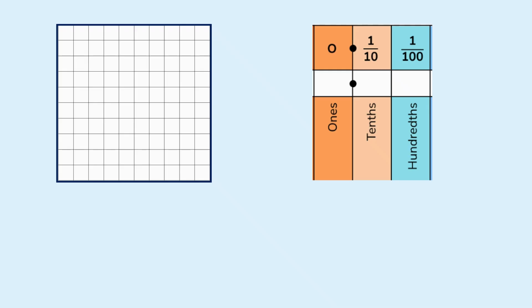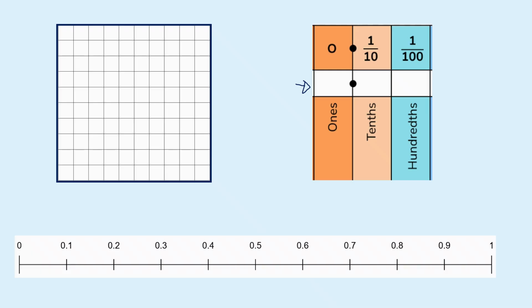The place value diagram, which is here, can show how we can represent diagrams using decimals, and the number line gives us a sense of part versus whole as well. So let's now look at some examples.